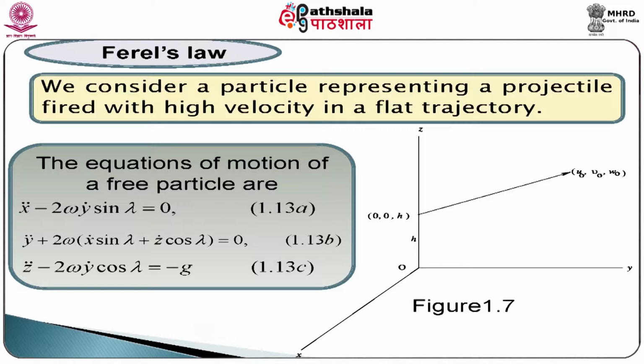The equations of motion of a free particle are x double dot minus 2 omega y dot sin lambda equal to 0, y double dot plus 2 omega into x dot sin lambda plus z dot cos lambda equal to 0, z double dot minus 2 omega y dot cos lambda equal to minus g. As the particle is free, there is no external force.